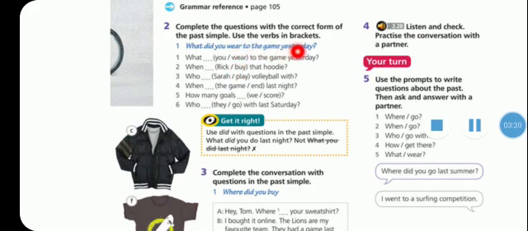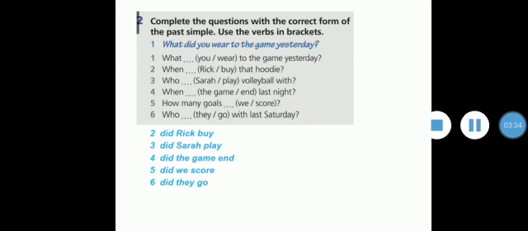Number 2, when did Rick buy that hoodie? Number 3, who did Sarah play volleyball with? Number 4, when did the game end last night? And here are the rest of the items.